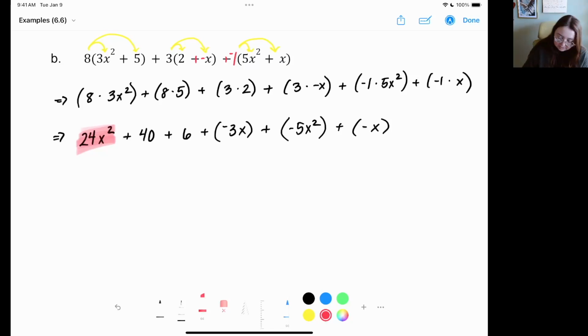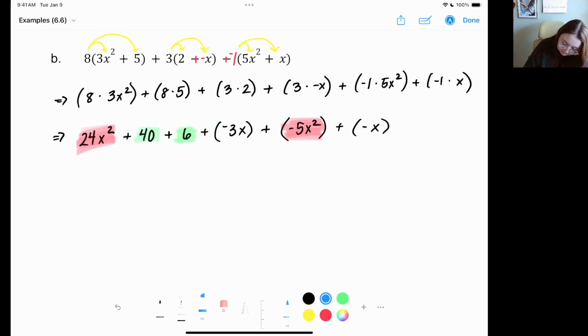So we have 24x squared, and we're going to go down the row. We have 40 and 6. Negative 3x is not a like term. It does not have the exponent of 2. But negative 5x squared is a like term. And then lastly, we have negative x. It does not have the exponent of 2, so that is not a like term. Then moving on to our next number, we have 40. So 40 is by itself. There's no variable, no exponent, so it's just a plain number. And the next one is also a plain number, so those will be like terms, 40 and 6.